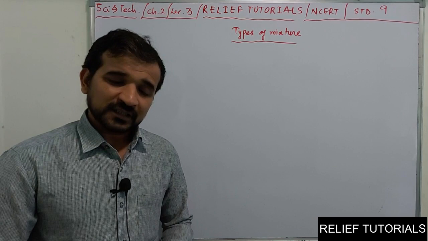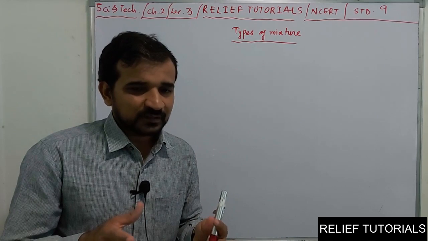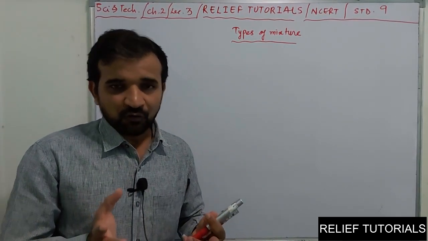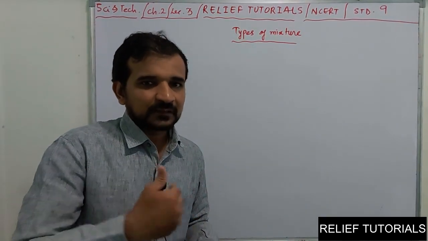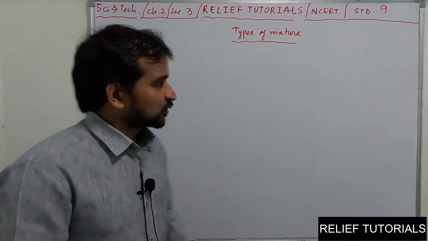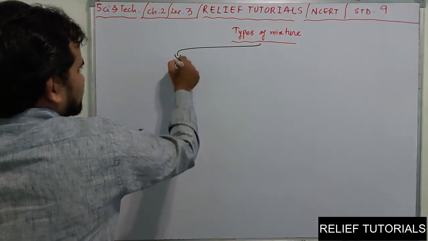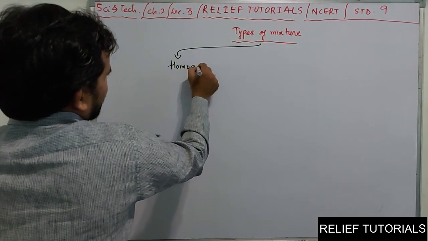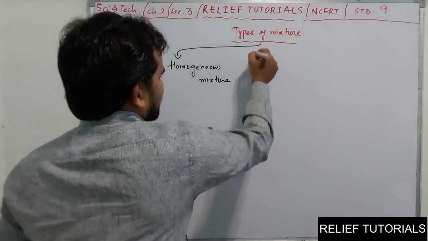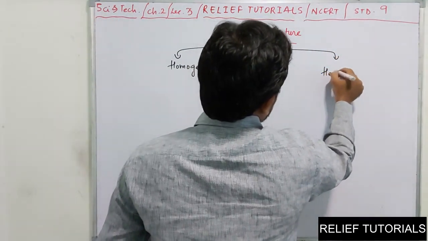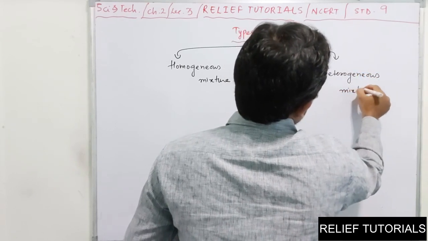Now, types of mixture are based on how the substances got mixed up. Whether they got mixed up evenly and thoroughly, or they are mixed up unevenly, having different densities everywhere. Based on that, we have two types of mixtures. First is homogeneous mixture, and another is heterogeneous mixture.